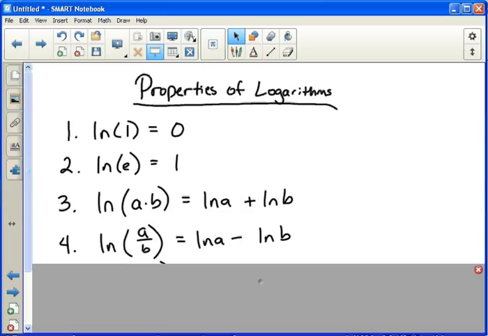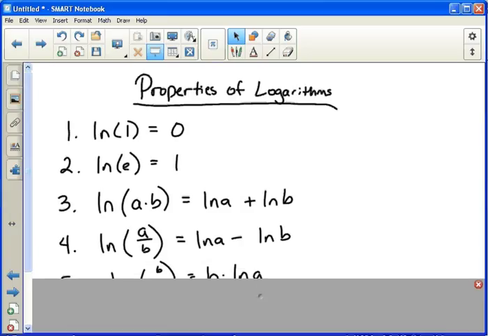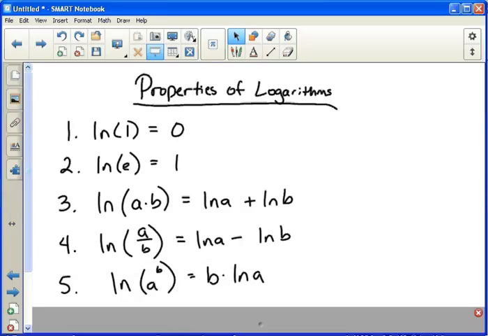And the final one says that if you have an exponent that applies to the inside, there are two things I want to point out. It needs to apply to the whole inside, but also only to the inside. It does not need to apply to the whole natural log, just to what's inside. Then you can move it down as a coefficient.